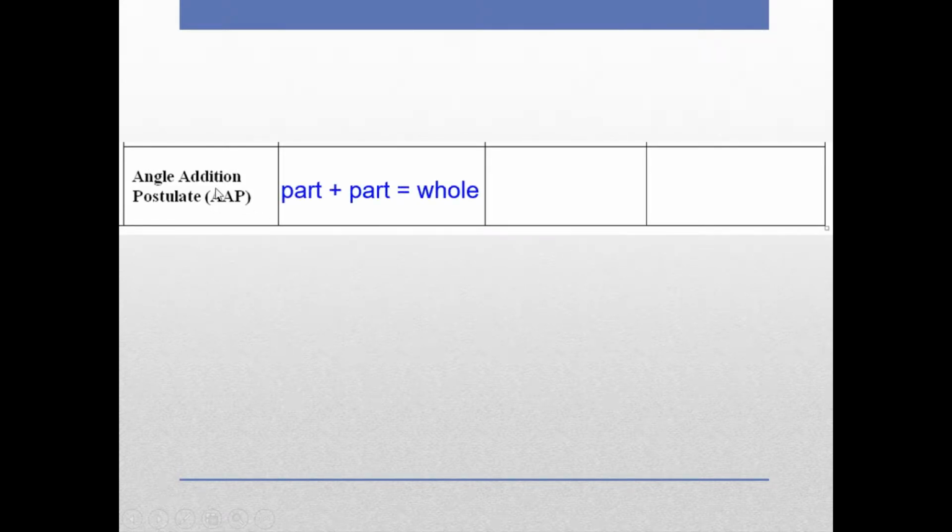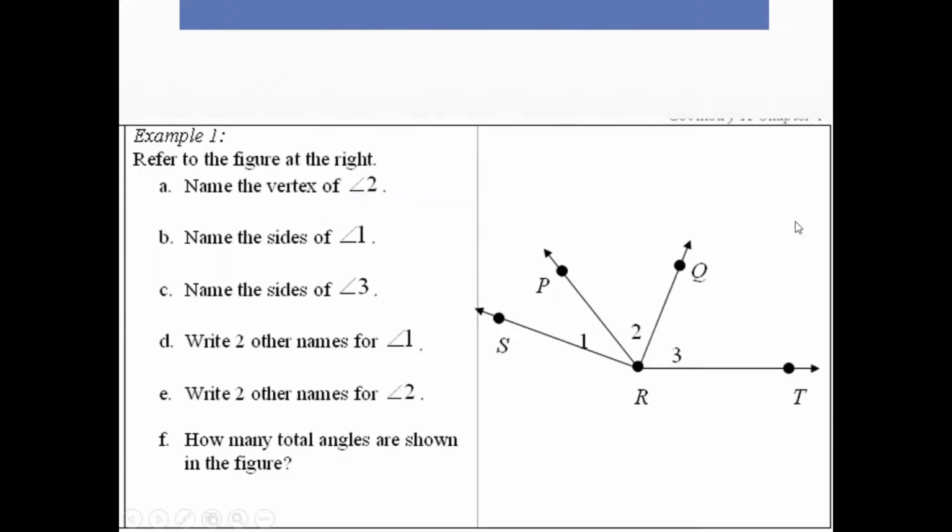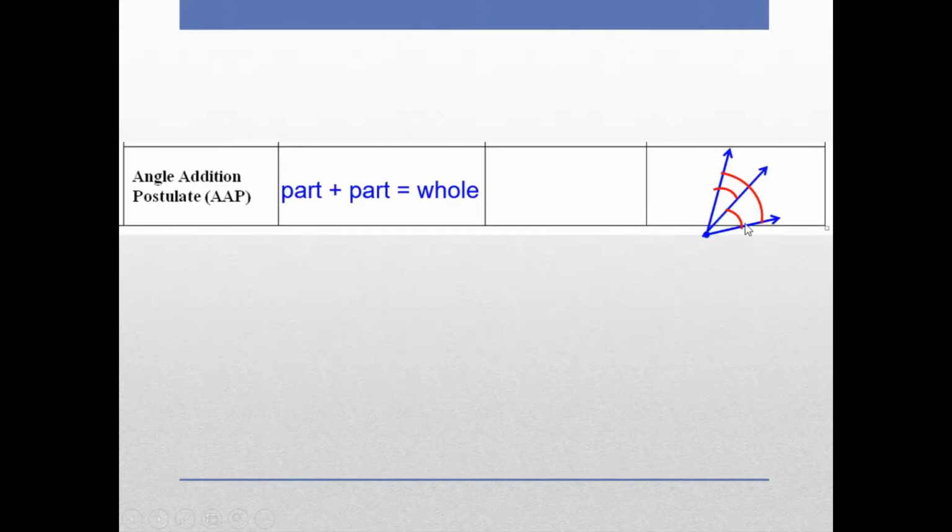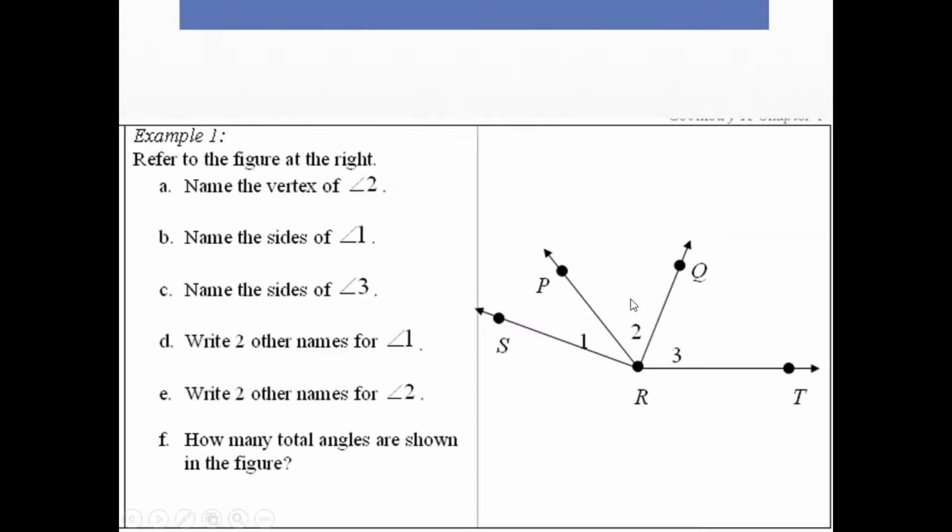The angle addition postulate is very similar to the segment addition postulate. And for this, you're still going to continue using the part plus part equals whole idea. If you have two angles that make up a larger angle, you can add them together to equal the bigger angle.